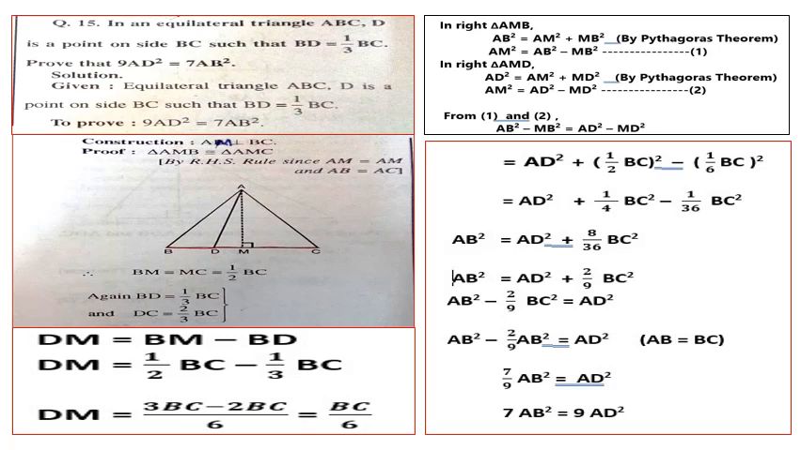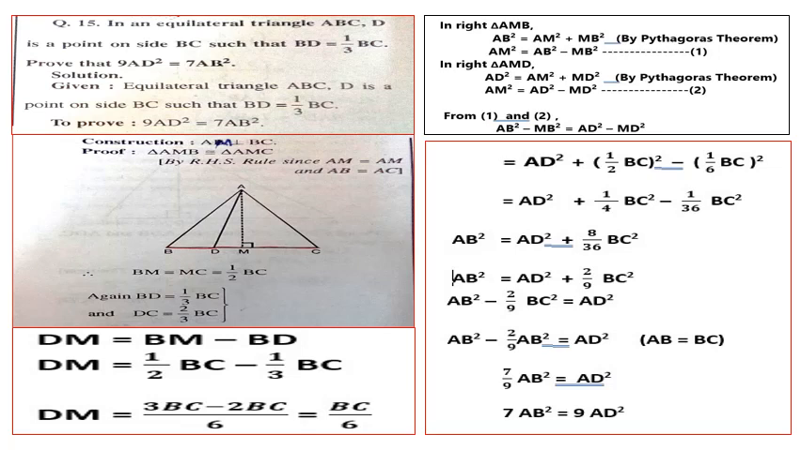Since AM is equal to AM, the common side, and AB is equal to AC because all sides are equal in an equilateral triangle, by RHS rule, triangle AMB is congruent to triangle AMC. So in the figure, BM is equal to CM, which is equal to half of BC, and BD is equal to 1 by 3 BC. It's given. Therefore, DC is equal to 2 by 3 BC.